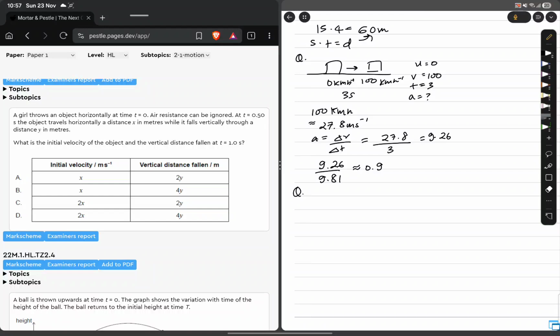A girl throws an object horizontally at time t0. The air resistance can be ignored. At t1, 0.5 seconds, the object travels horizontally a distance of x meters, while it falls vertically through a distance of y meters. What is the initial velocity of the object and the vertical distance fallen at t1? Okay, so it's time.